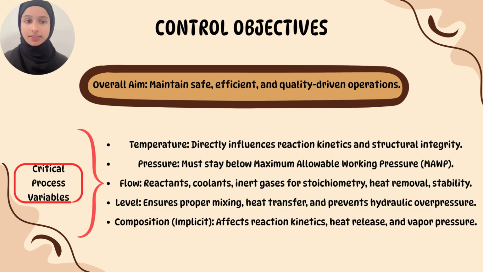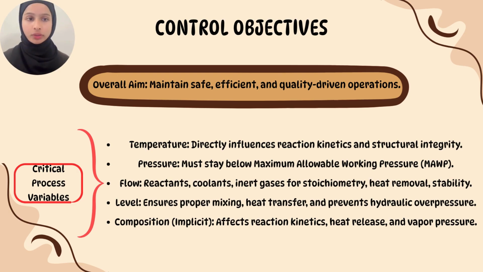Next, pressure. This is directly linked to our safety system. Our top priority is to make sure the reactor's internal pressure never goes above its maximum allowable working pressure, or MAWP. Too much pressure can cause the reactor to burst. Our control system constantly monitors this, and if pressure rises, they either fix it or activate our safety relief valve.